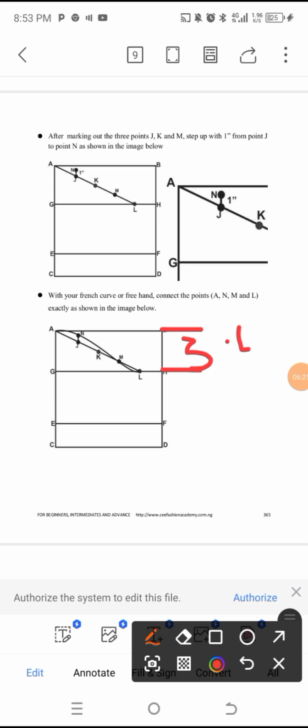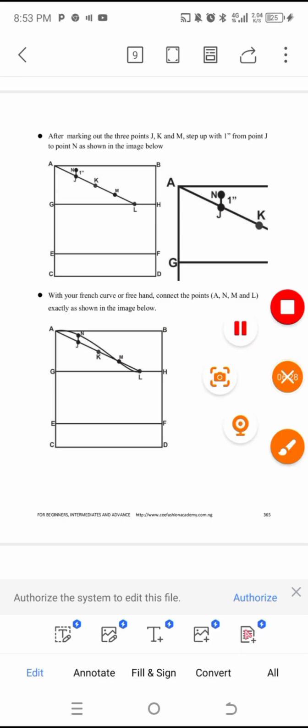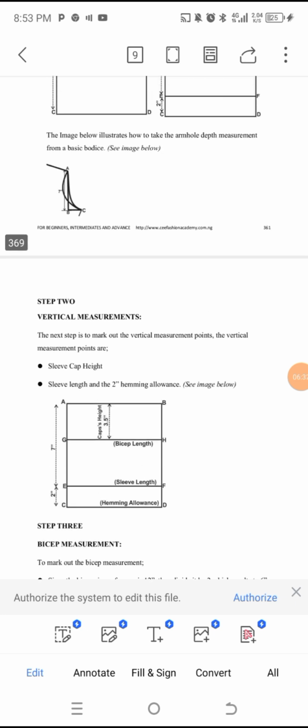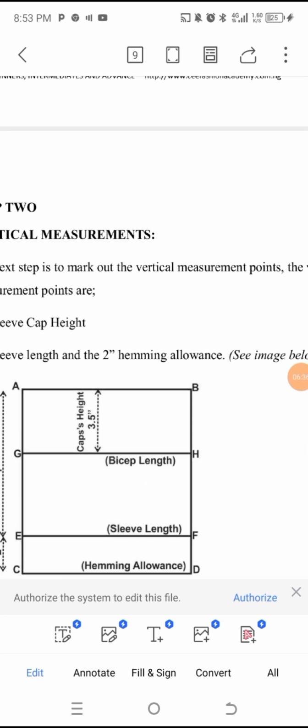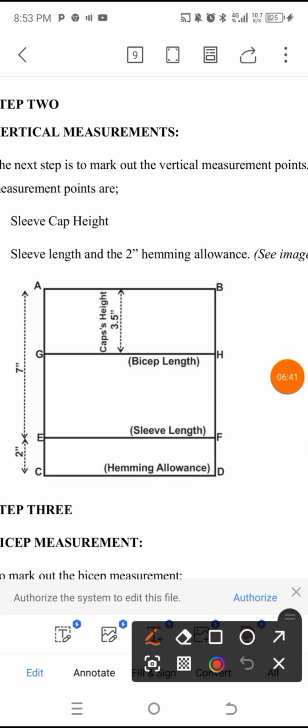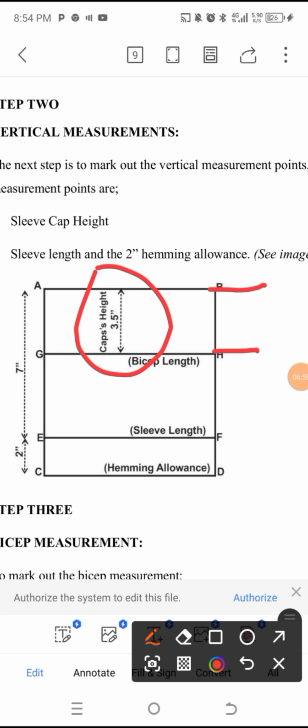3.5. So if you look at it very well from this diagram here, let me show you guys. Look at it very well from this diagram. You see that it has already been identified as the 3.5 as the sleeve cap height. So in order for you to get this, look at it. This is the first line. Before you get this second vertical measurement line and mark it, you must have done the calculation so that you can get it. So at the end of the day, we'll now use it and cut our sleeve.